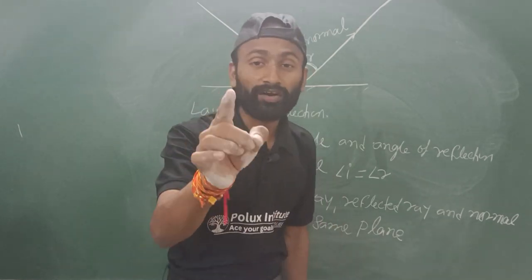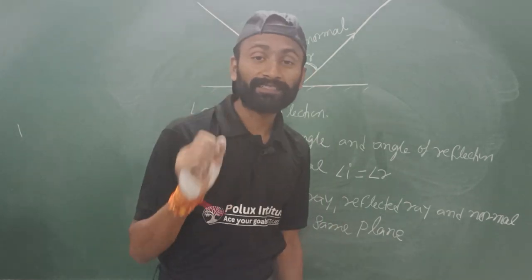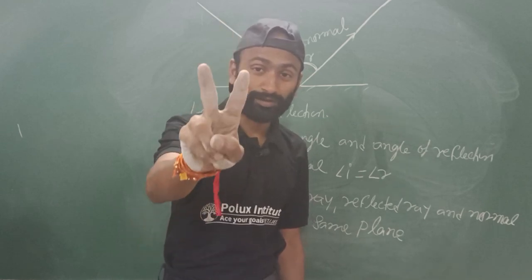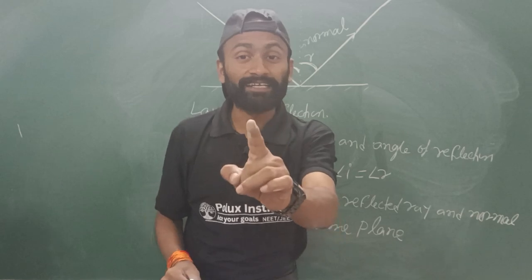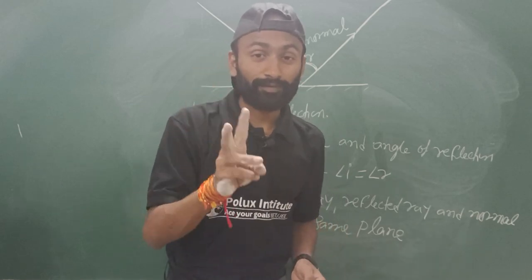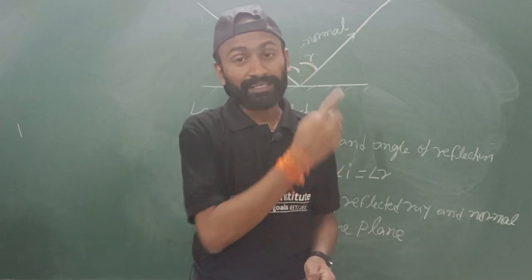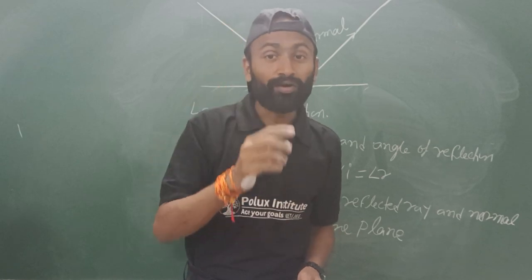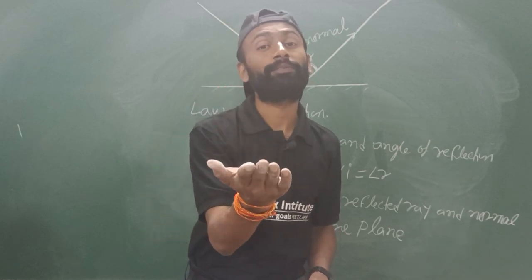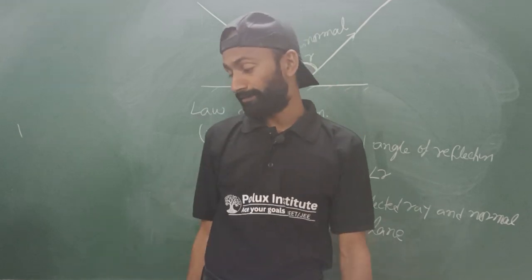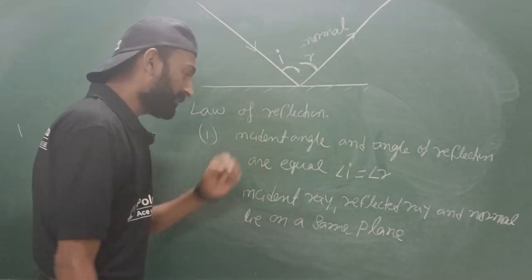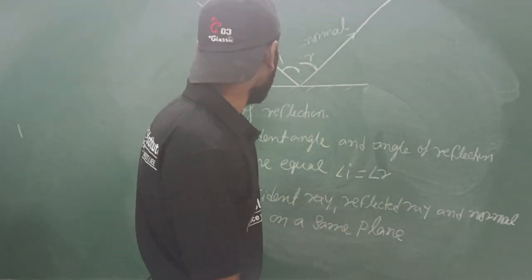So what is the law of reflection? There are two laws of reflection. The first law is that the incident angle and reflected angle are equal. The second law is that the incident ray, reflected ray, and normal all three lie in the same plane. This is the simple law of reflection.